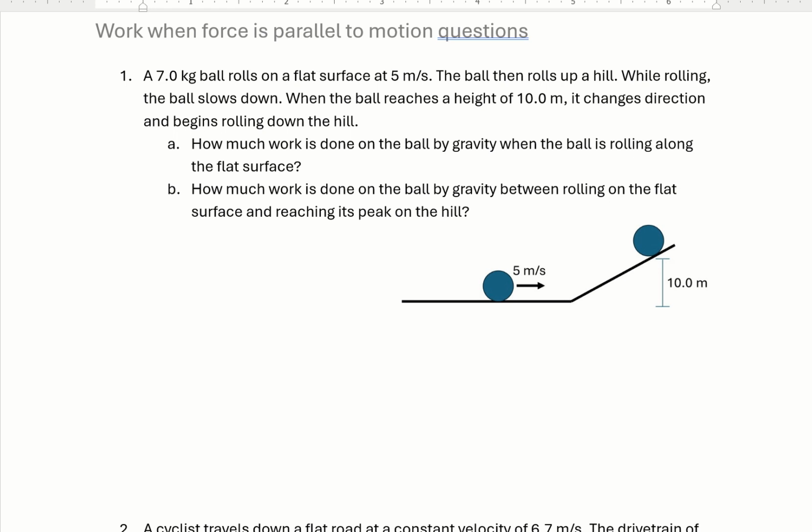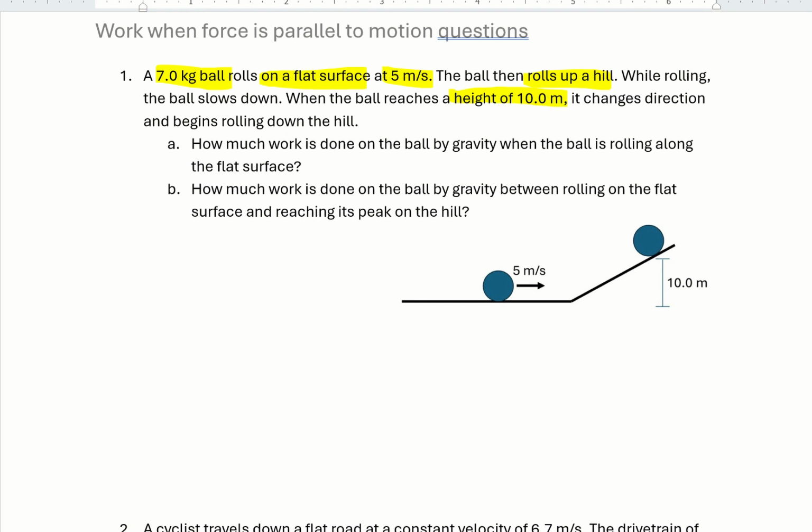Okay, this problem looks at when force is parallel to motion, we're going to be calculating work or anything related to work. So in number one, we have a 7 kilogram ball, and it's rolling on a flat surface with a velocity of 5 meters per second. Then our ball rolls up a hill, and while it's rolling, it slows down. And when the ball reaches a height of 10 meters, it changes direction and begins rolling back down the hill.